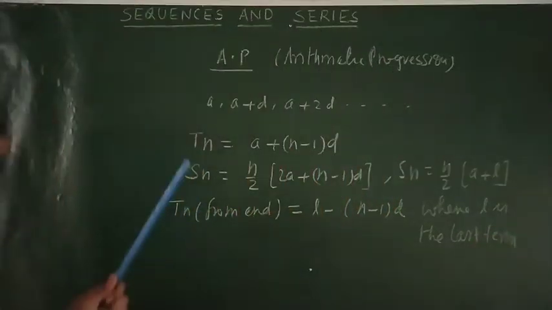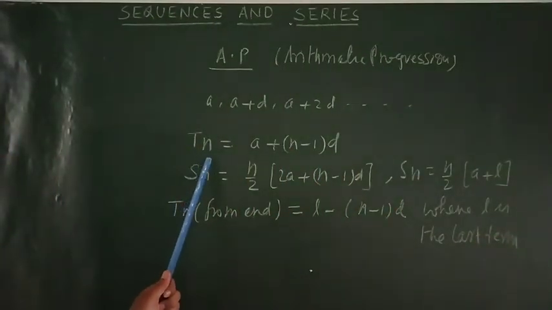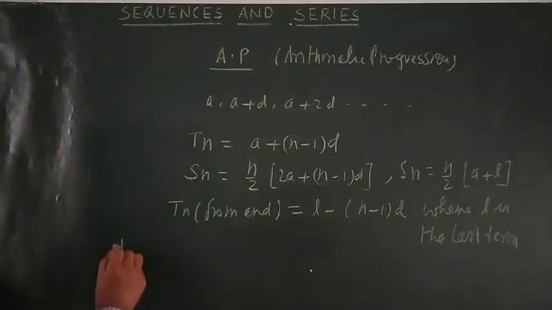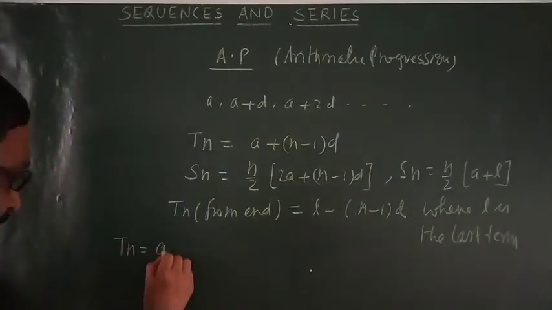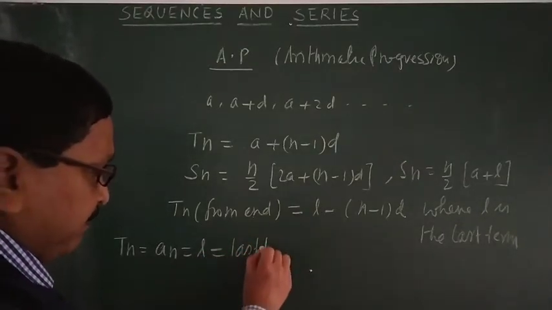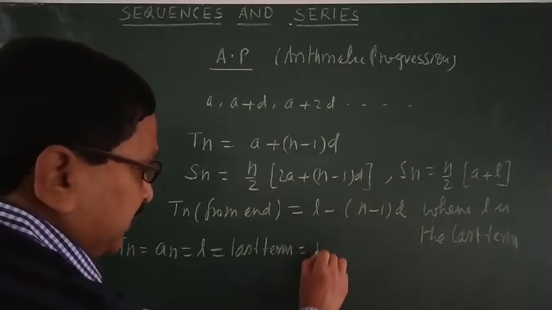Last term. Now remember that this Tn is named in 5 ways. Tn has 5 names. Tn is also named as an. This is l. l stands for last term. This is also called the nth term.